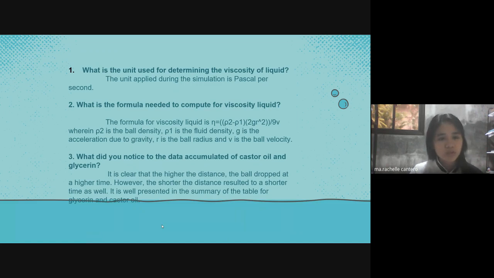The third one is: what did you notice about the data accumulated for castor oil and glycerin? It is clear that the greater the distance, the longer the time the ball takes to drop. However, the shorter distance resulted in a shorter time as well. It is well presented in the summary table for glycerin and castor oil.